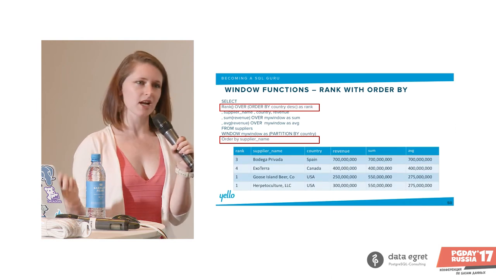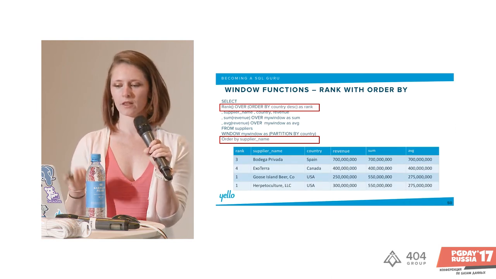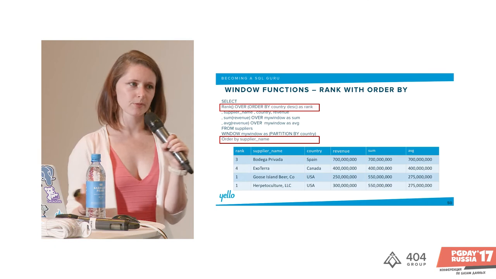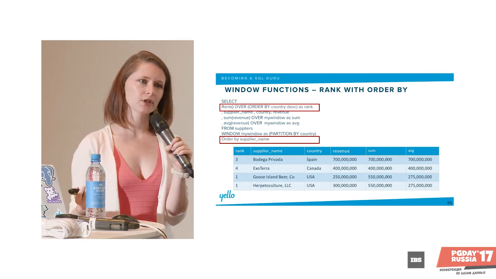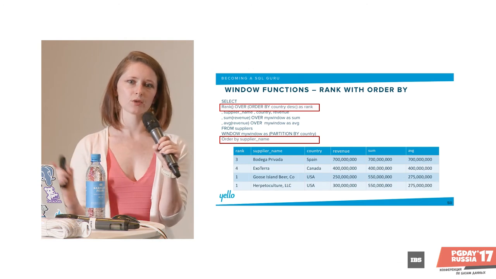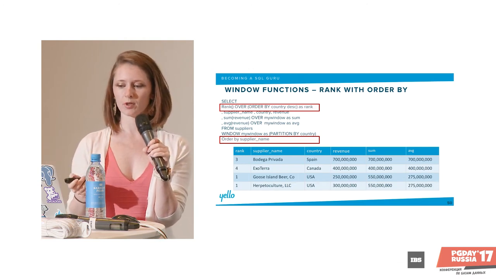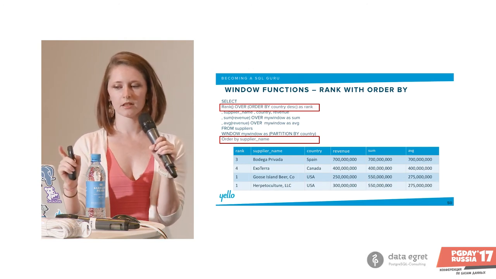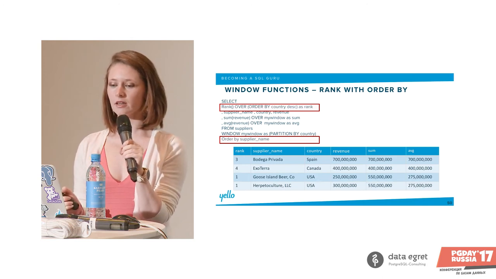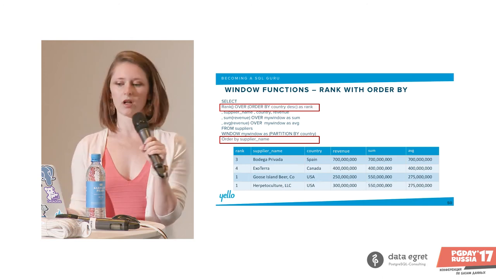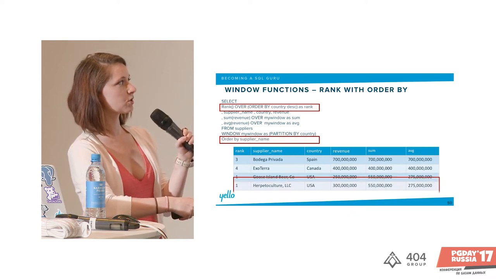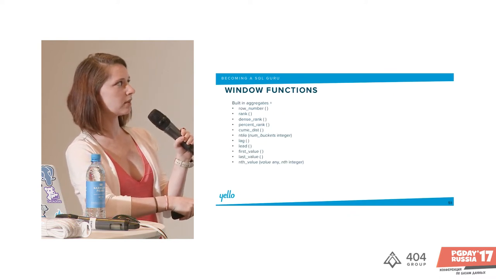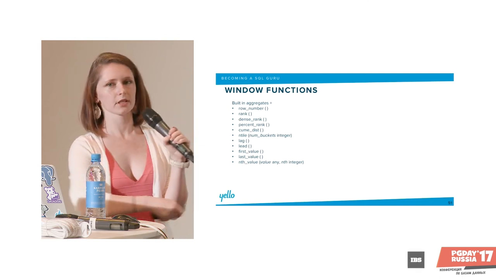For reference, because I've gotten this question before, you could add an order by to your overall query, and it will not affect the output of the order by within your window clause. So for example, I kept my rank as ordered by country descending, but I want to order my overall result set by the supplier name. So we can see that the same two rows still have a ranking of 1, even though they don't show up at the top of the list.